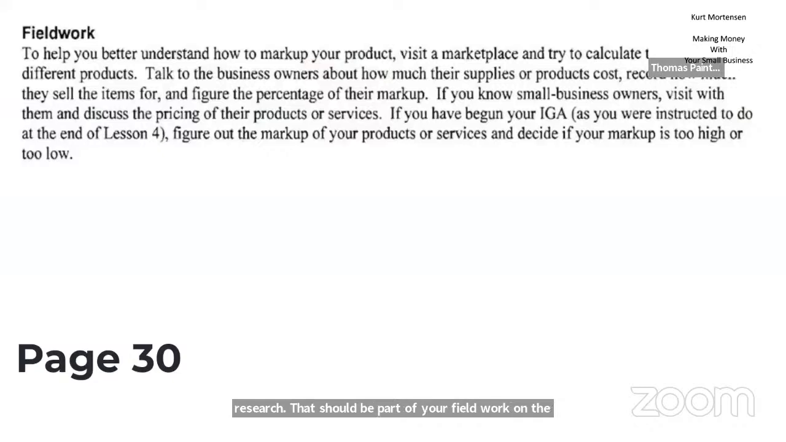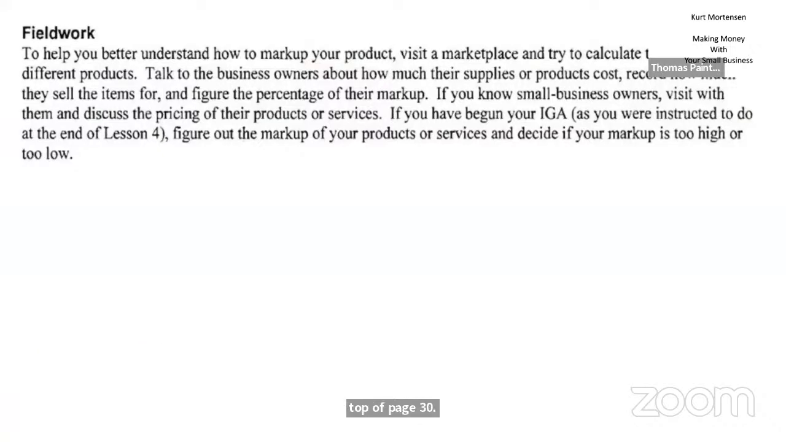To help you better understand how to mark up your product, visit a marketplace and try to calculate the markup for different products. Talk to the business owners about how much their supplies or products cost.